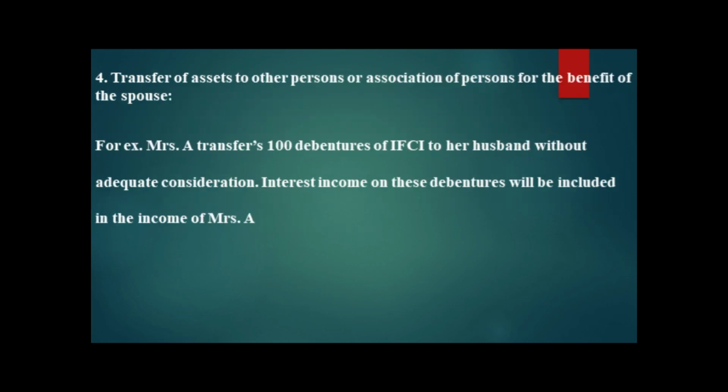Then the fourth one is transfer of assets to other persons or association of persons for the benefit of the spouse. In that case, the individual person or the assessee transfers the assets to other persons or association of persons for the benefit of the spouse.